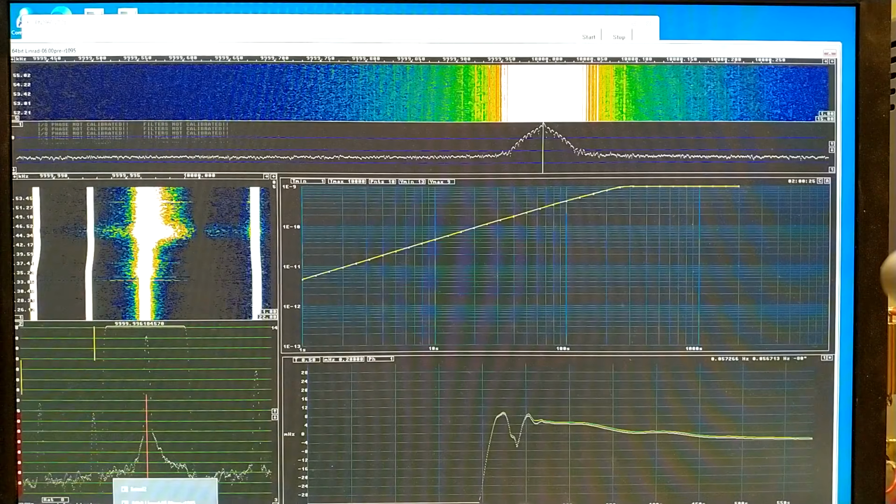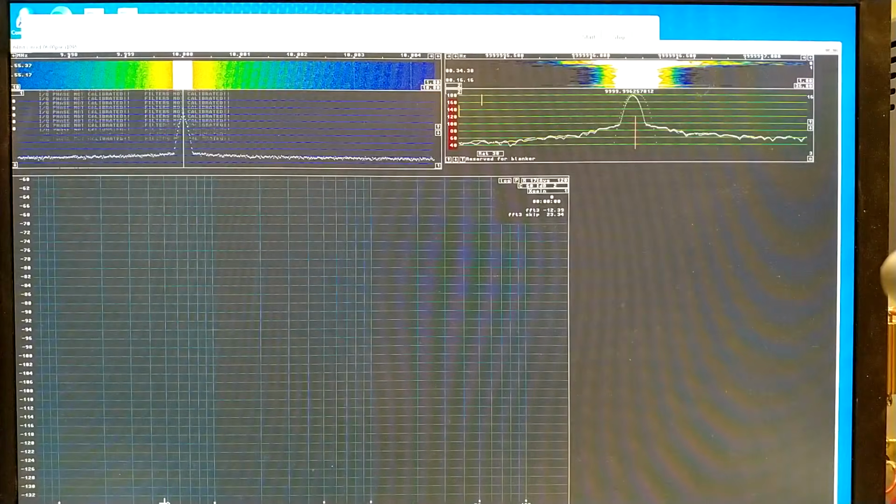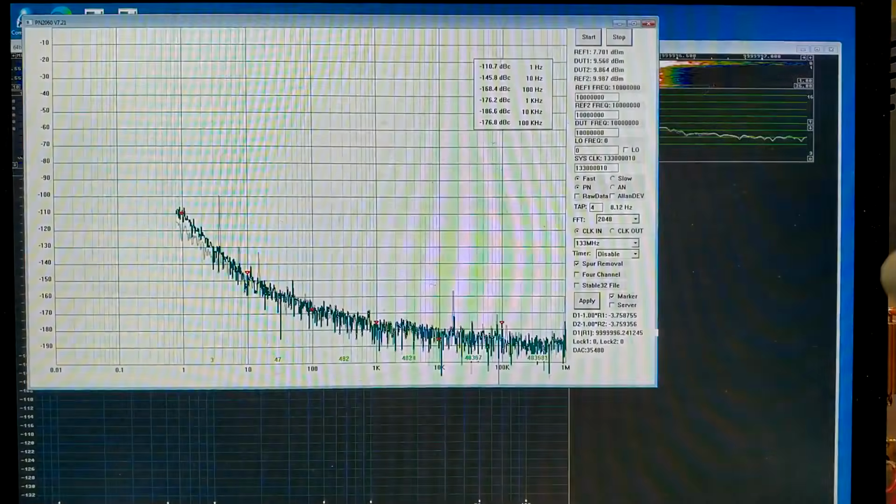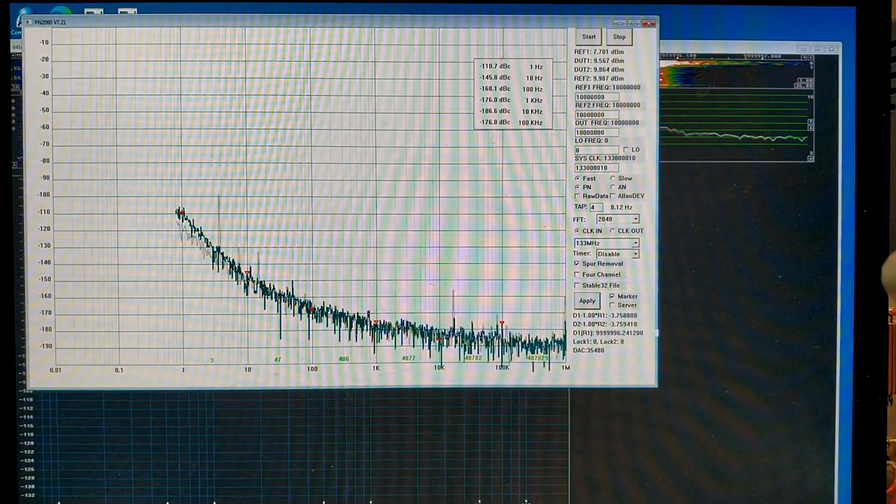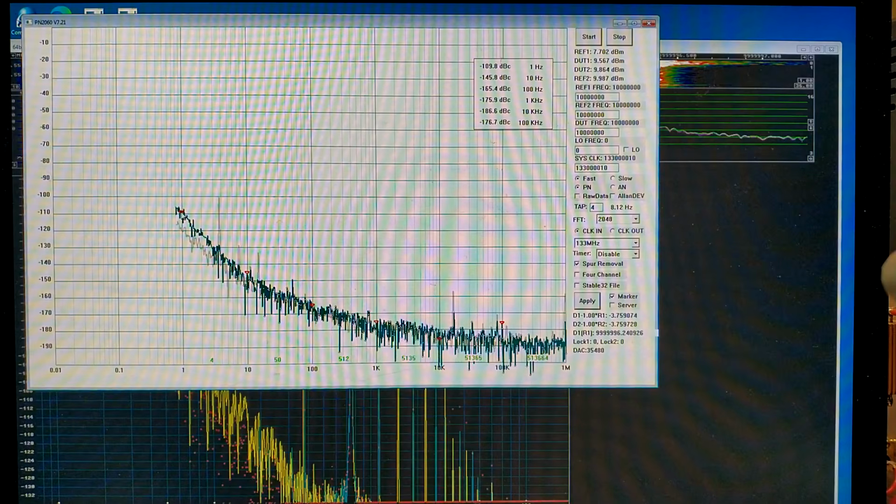And I can check. Here I have not got any data yet, but I have the PN2060, and it shows very high noise at 1 Hertz offset, minus 110, and it has converged. So applying a modest air stream onto the box is really damaging.